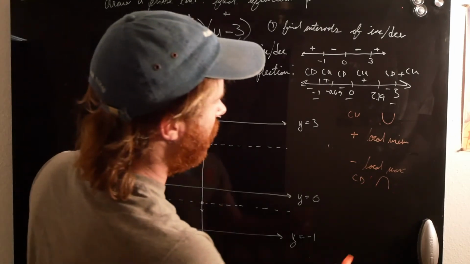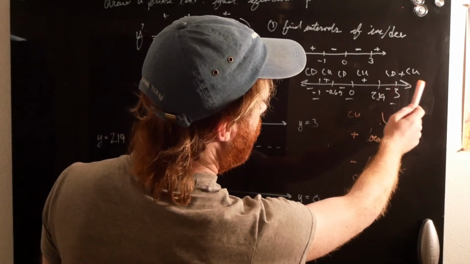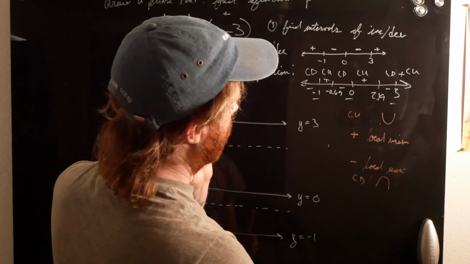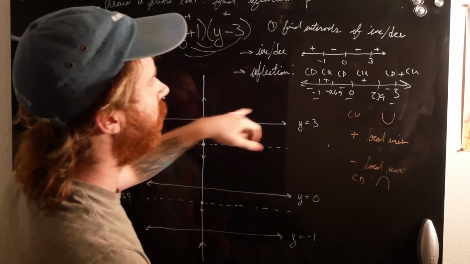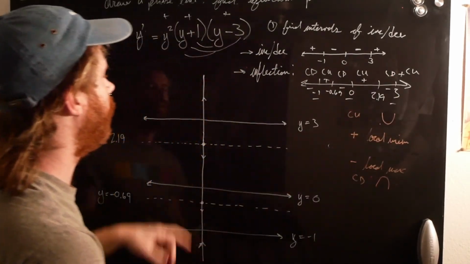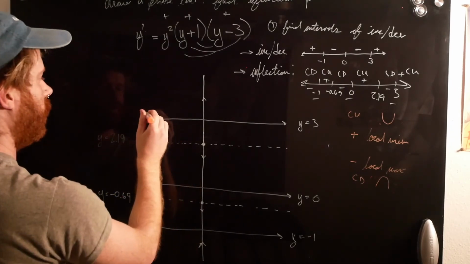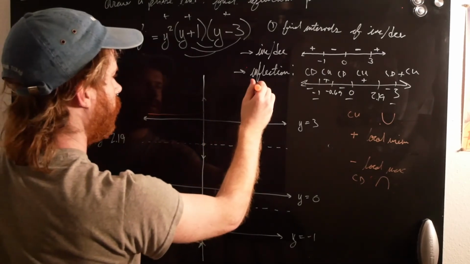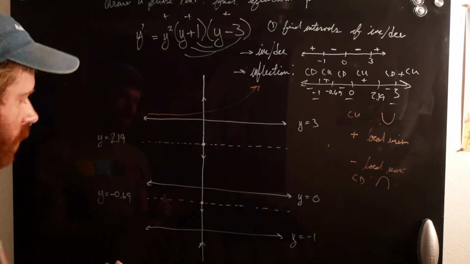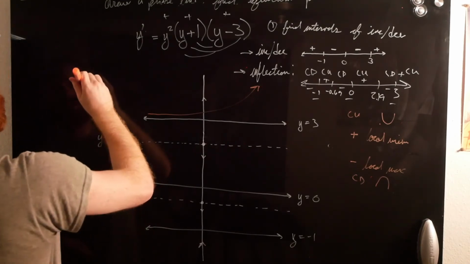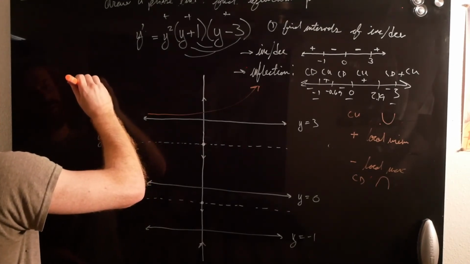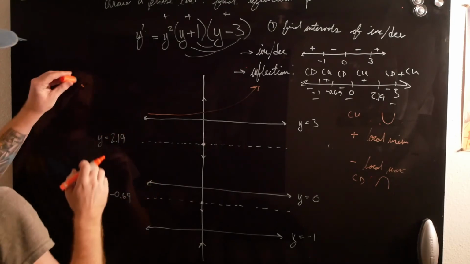So we have, after 3 is positive, it's concave up, and it's increasing. So this is what it's going to look like. It's just going to look like this, going straight up like that. Make sure this marker works a little better for you guys. There we go. Okay.